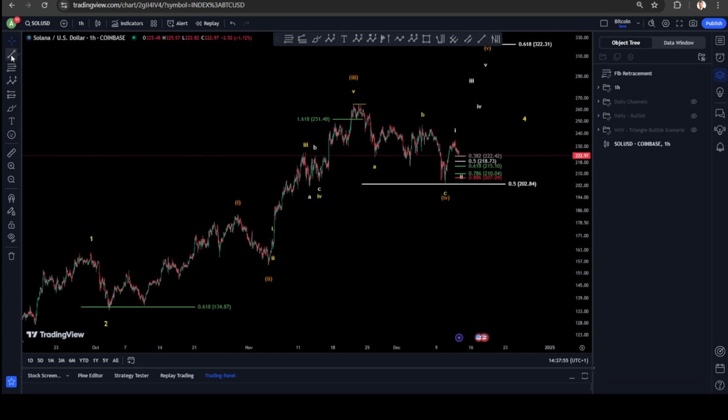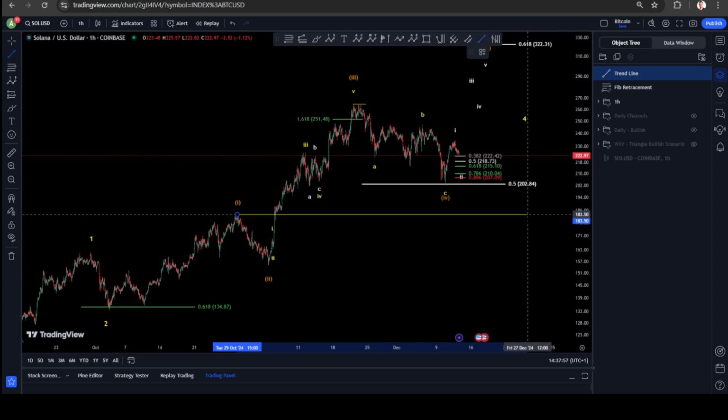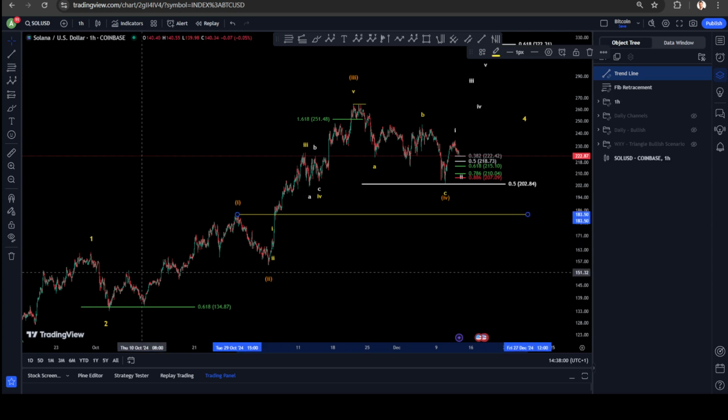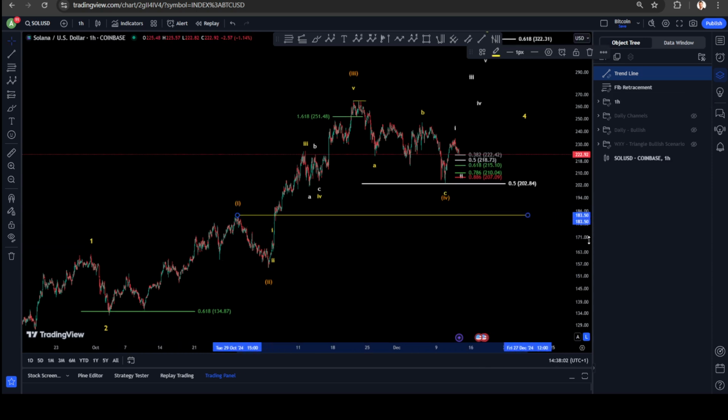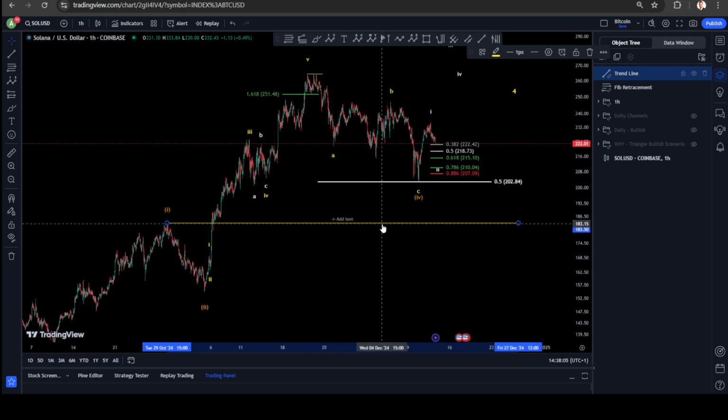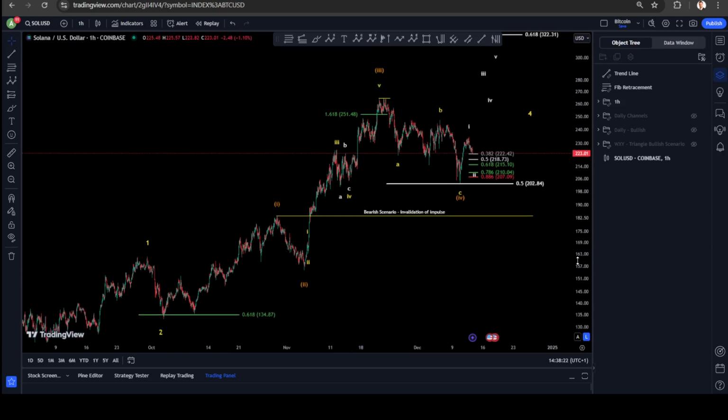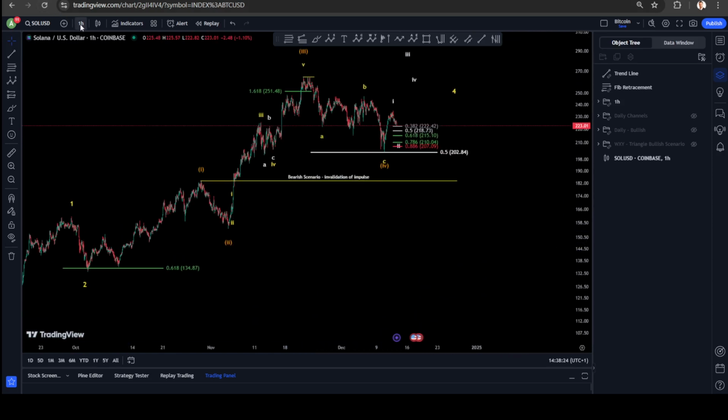And what you would not like to see is that you have hit the zone 1 here in the orange scenario at $183. Once it is hit, this is your bearish scenario, and that means we have invalidated our impulse. Bearish scenario, and then invalidation of impulse. And that means, if you have invalidated this impulse, in a bigger view, something else is unfolding as bearish.